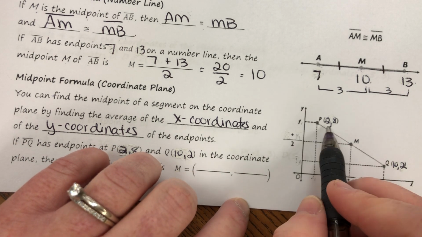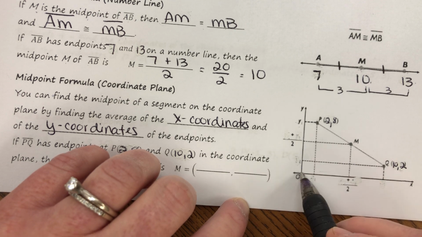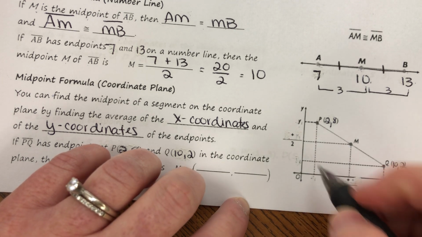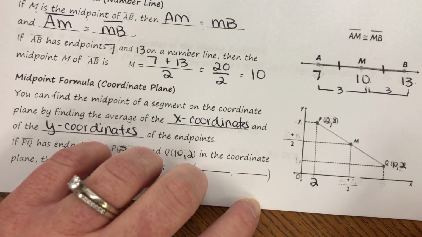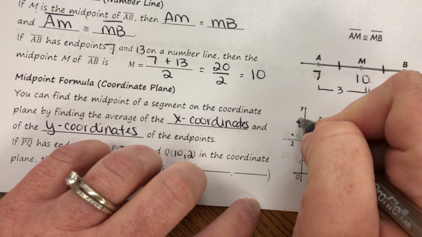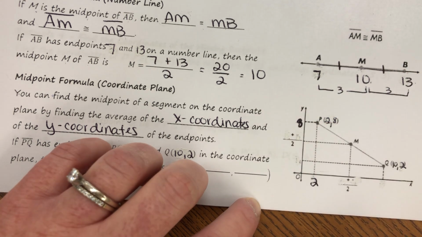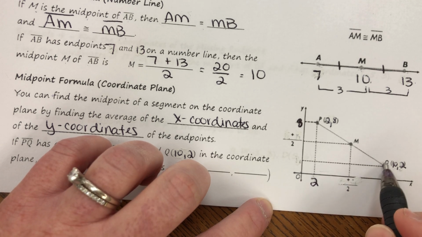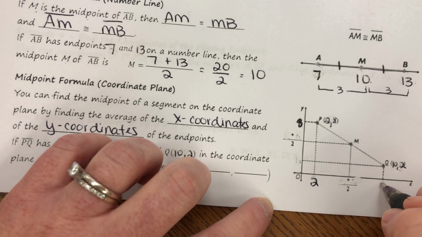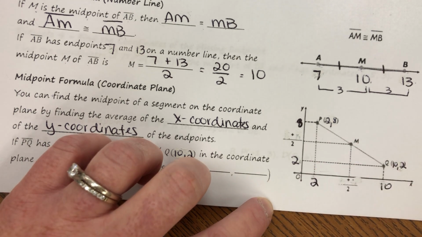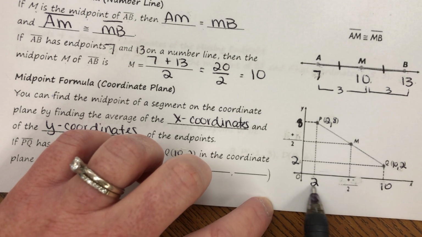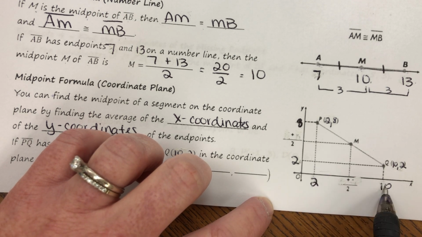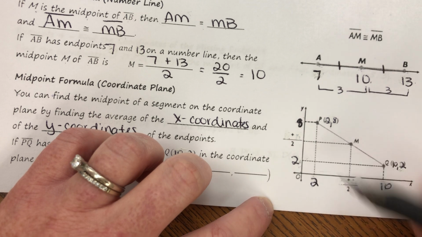So I know here, to get to P, if I went over 2, up 8, I know that this number is 2, and this number up here is 8. And to get to point Q, I had to go over 10, up 2, because the coordinate's 10, 2. So this is 10, and this is 2. So now I can kind of think of it as, all right, I'm finding the average of my x coordinates, and I'm finding the average of my y coordinates.